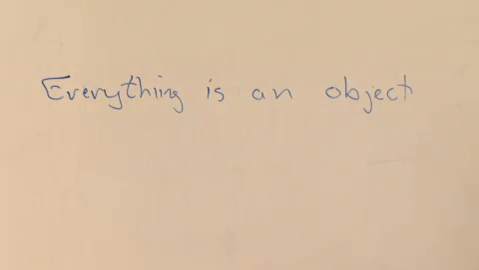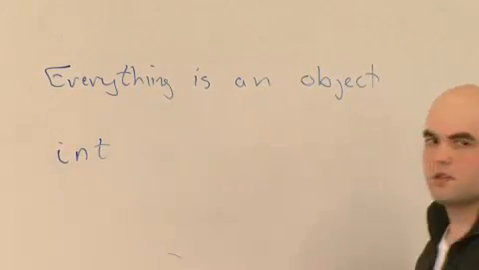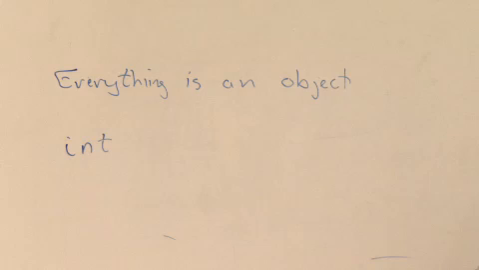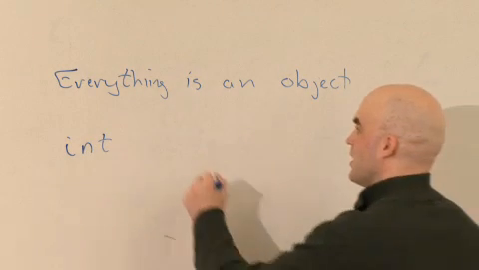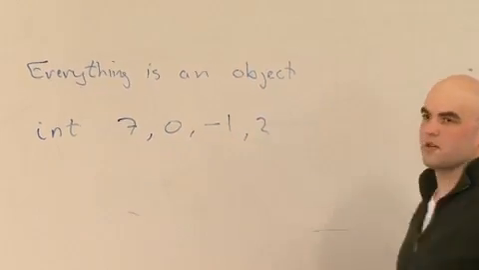These objects, they have types, right? So some types that we have in Python are ints. What are examples of ints or integers? 7. Yeah, just rattle a few off. So 7, 0, -1, 2, etc.